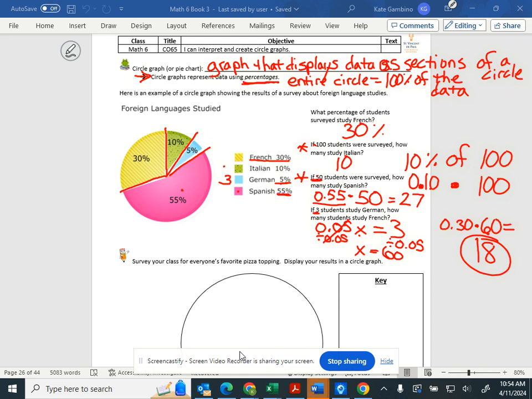Sometimes when we're given graphs, we have to do multi-steps. So we were told how many people were studying German. From that, we could figure out how many people altogether there were. Once we know how many people altogether, we can figure out how many are studying each of those other languages.